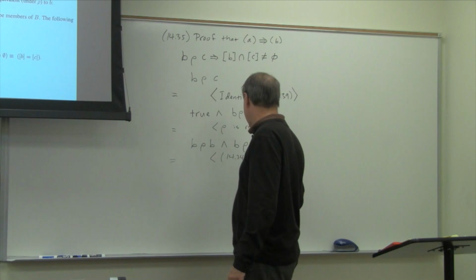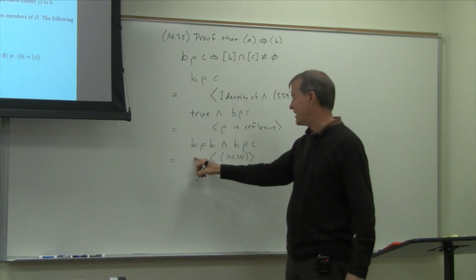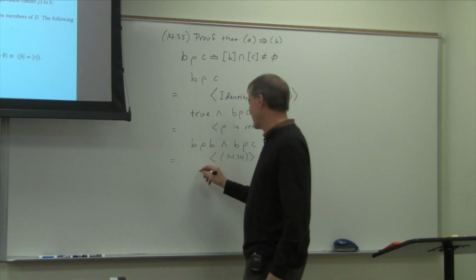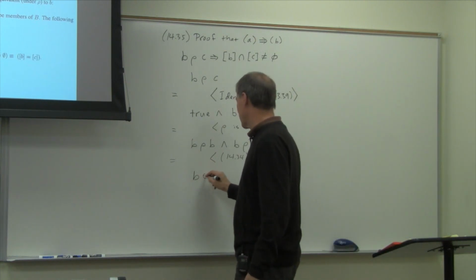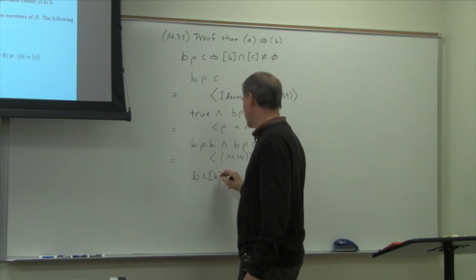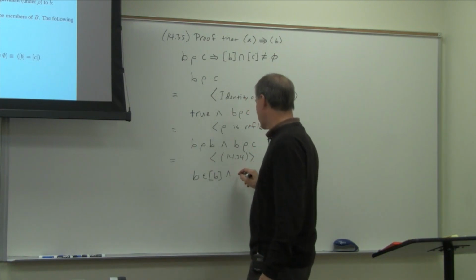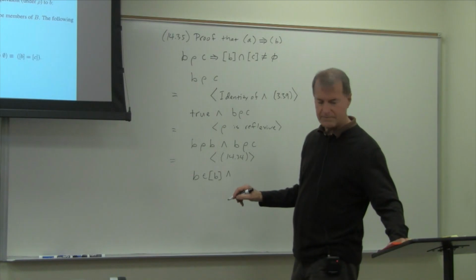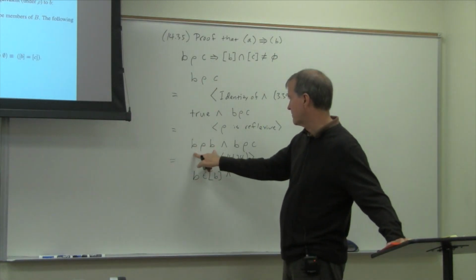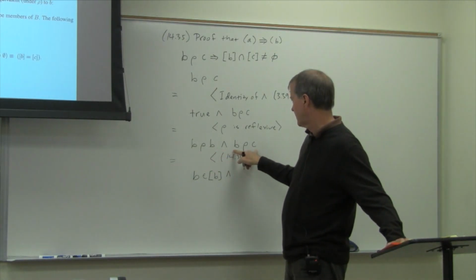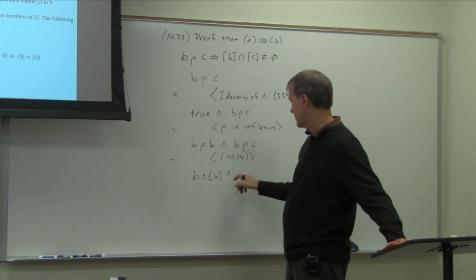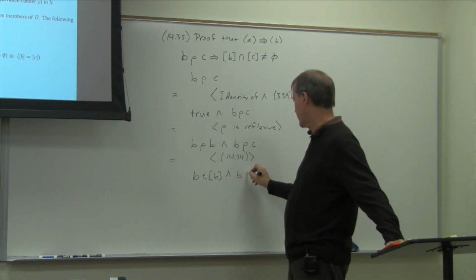14.34. So b ρ b means what? Element. Yeah, so this is b is an element of equivalence class b. And what do you want on the other side? Both of them. We want bracket c. So b is an element of equivalence class b, and b is an element of equivalence class c.